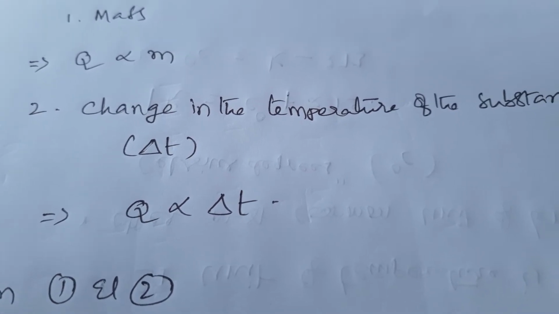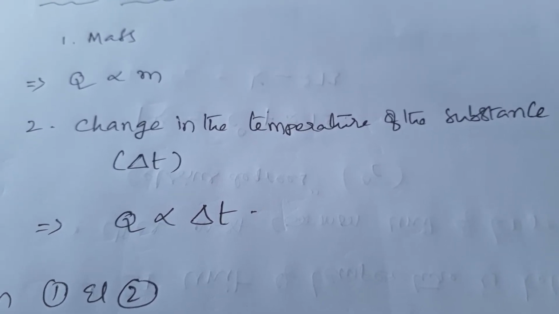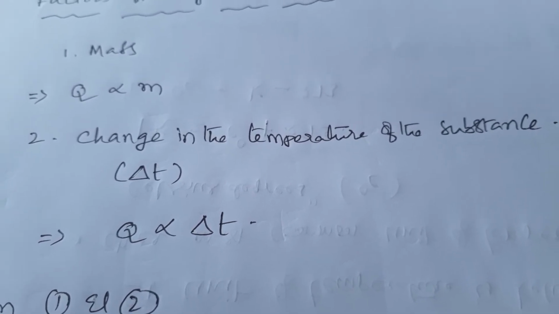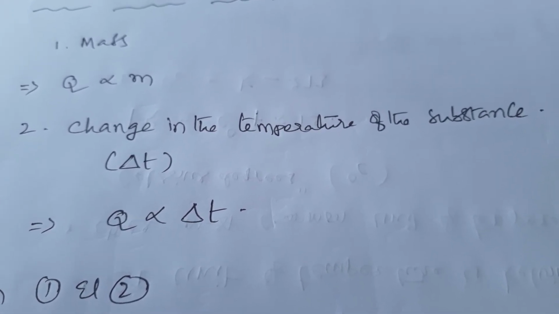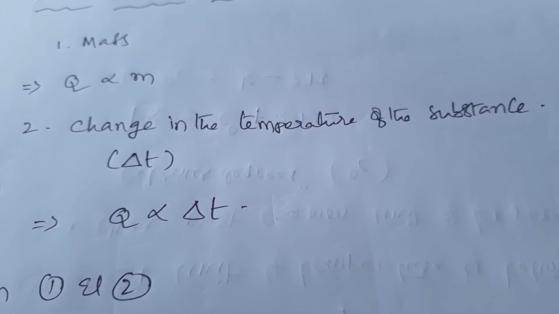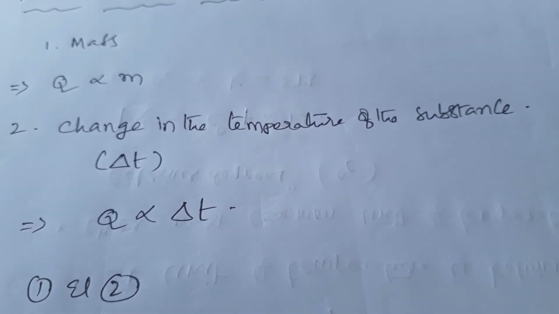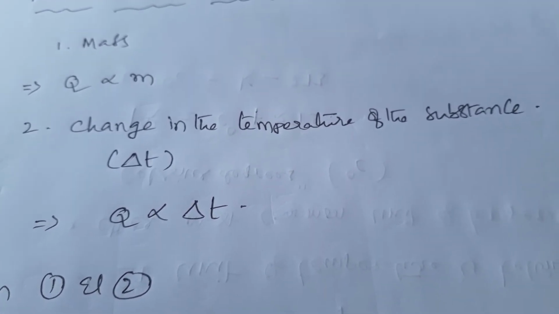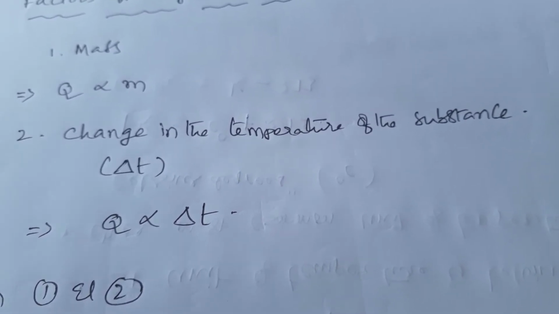The next factor is the change in the temperature of the substance. If you want to increase the temperature a little, little heat is enough. If you want to increase the temperature of the body more, then you need more heat. For example, if you take water, to make it 60 degrees, little heat is enough. If you want to make it 100 degrees Celsius, then a huge amount of heat is required.